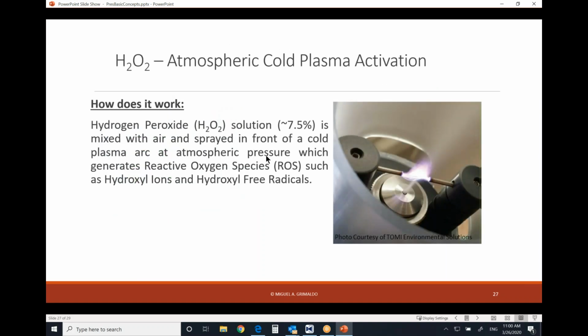For that, hydrogen peroxide, about a 7.5% solution, is sprayed in front of an electric arc, like you see in the picture here on the right. And this electric arc, or this plasma arc, breaks down the molecule of peroxide, generating reactive oxygen species, such as hydroxyl ions and free hydroxyl radicals. These reactive oxygen species are the ones that damage or oxidize and affect the agents or the pathogens and destroy the pathogens.